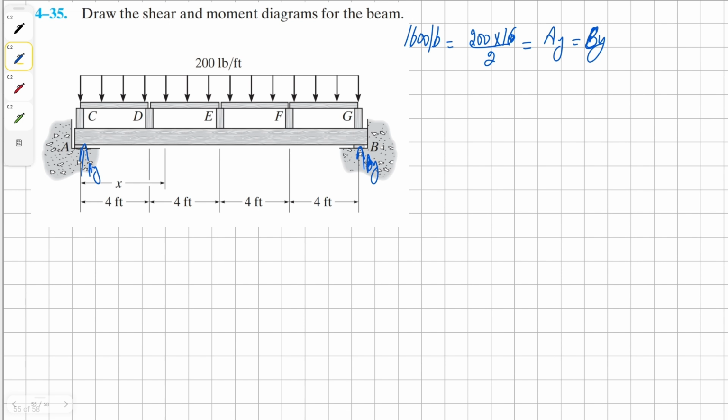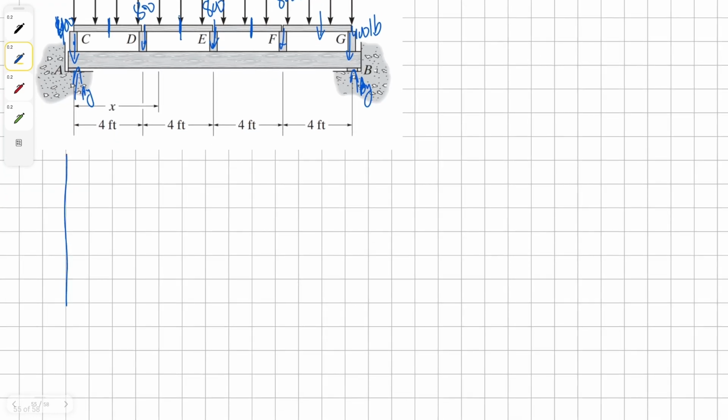Okay, and once we have that, we need to recognize that the point loads for this beam are dependent on these latitudinal beams here, C, D, E, F, G, and the load for C and G is going to be 400 pounds each. And for the center ones, it's going to be 800 pounds each. Now that we have all the required forces and the reactions, we can draw our shear and moment diagrams.